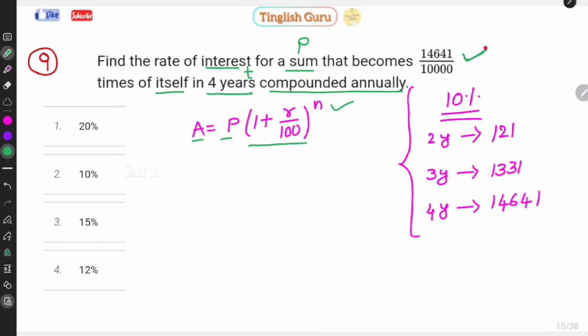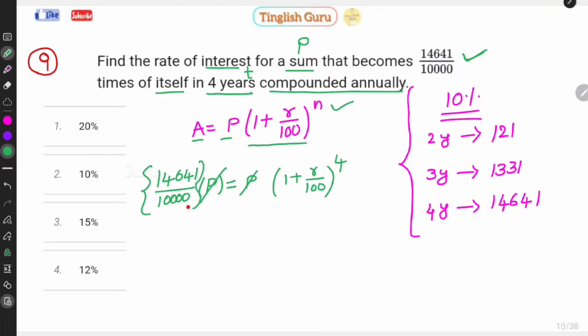Amount has become this much times. So 14641 divided by 10,000 times of principal is equal to P into 1 plus R by 100 whole power n, that is time. Time is 4. So here P and P will get cancelled. So this value is nothing but 11 by 10 whole power 4, because 11 square is 121, 11 cube is 1331 and 11 power 4 is 14641.